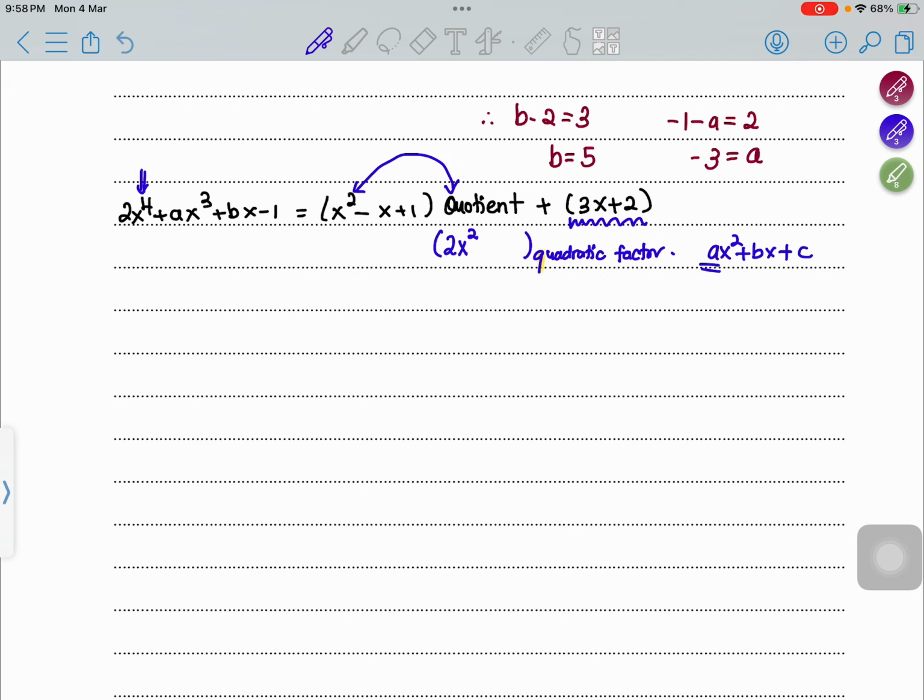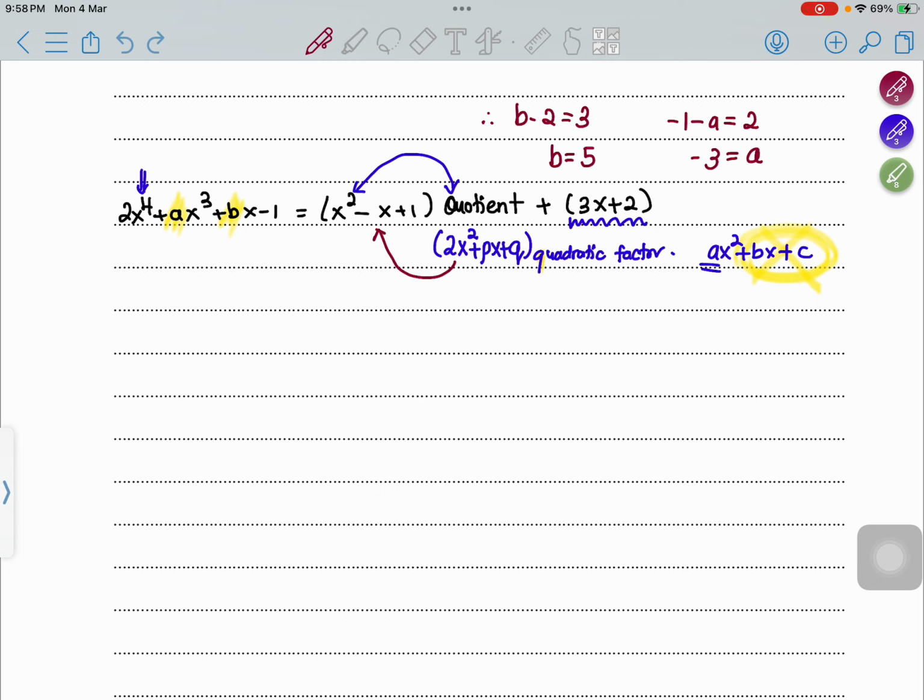Now you already know your a value, but then don't get confused. There is an a in the question and there is a b in the question. So can you use bx + c? You better avoid it. You use something else. Maybe in my case, I'm going to use px + q. And then you do your expansion very slowly. Slow and steady. You take the 2x^2, you multiply with this.